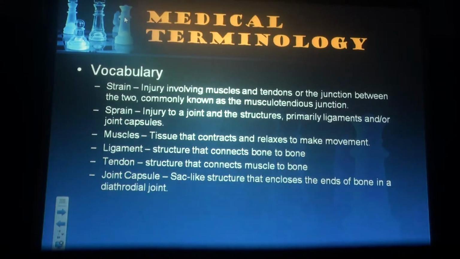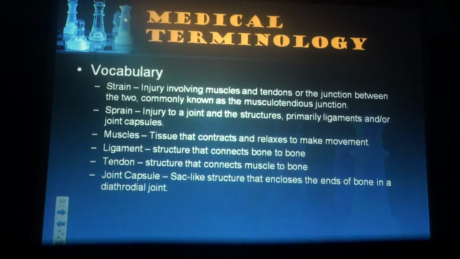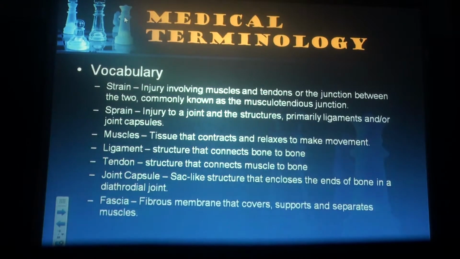Joint capsule. It's a sac-like structure that encloses the ends of a bone in a diarthrodial joint. Fascia. It's a fibrous membrane that covers, supports, and separates muscles.